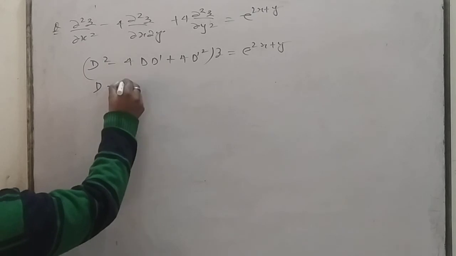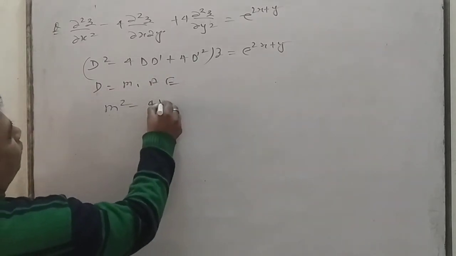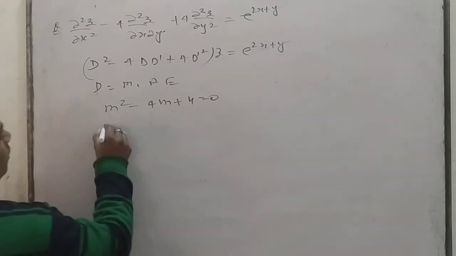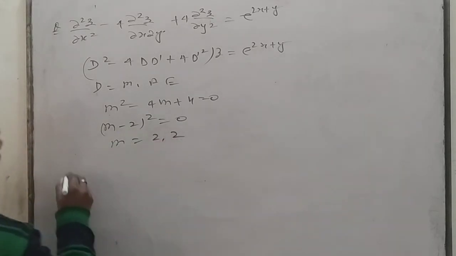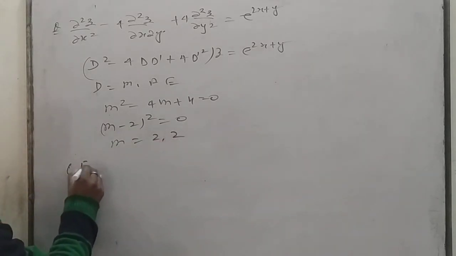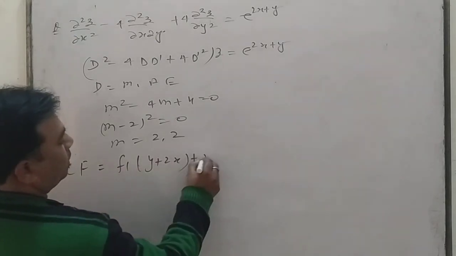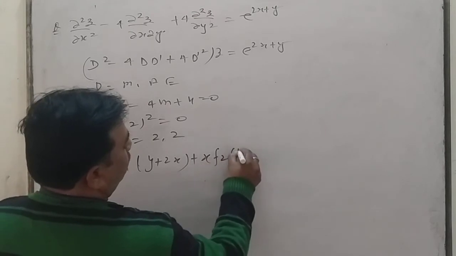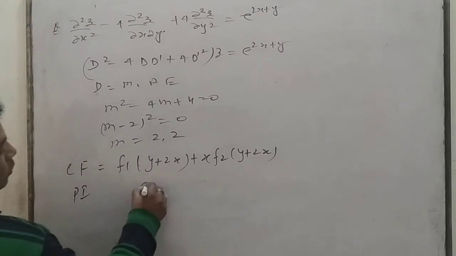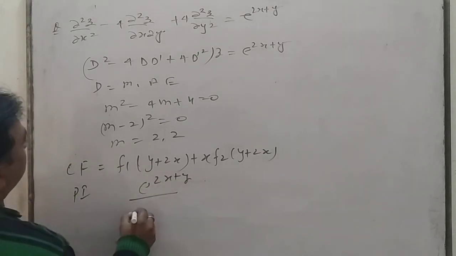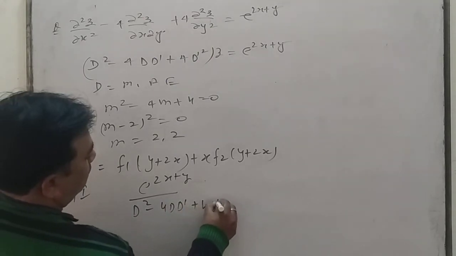Write d equal to m, and the auxiliary equation is m square minus 4m plus 4 equal to 0. This is m minus 2 the whole square equal to 0, m equal to 2 comma 2. Then CF equal to F1 (y plus 2x) plus x F2 (y plus 2x), and PI is e to the power 2x plus y upon d square minus 4d d dash plus 4d dash square.